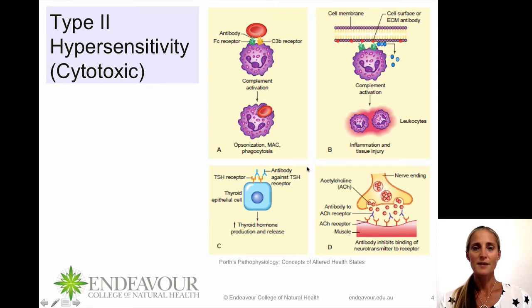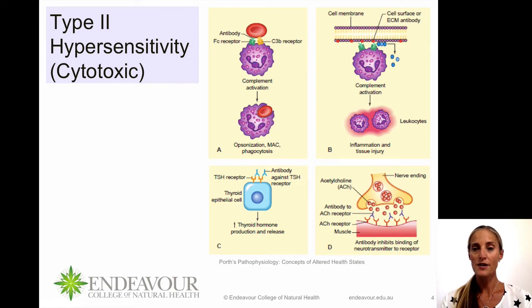And in diagram C, this is an example of what happens in Graves' disease, which is an autoimmune hyperthyroid condition that's due to autoantibodies mimicking TSH. And you can see that there's antibody-mediated cellular dysfunction in which the antibody acts against the thyroid-stimulating hormone receptor. So the TSH receptor increases thyroid hormone production due to this damage.